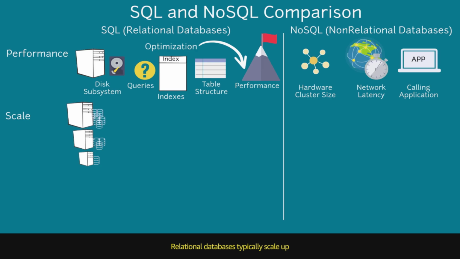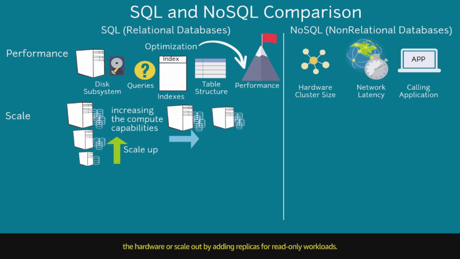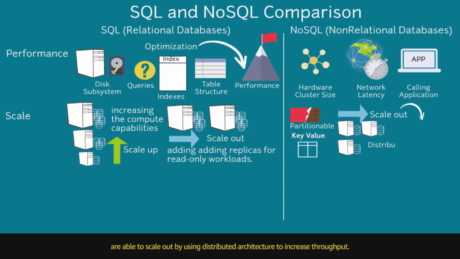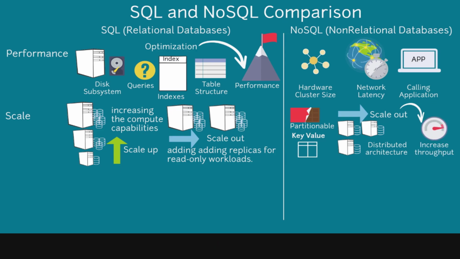Scale. Relational databases typically scale up by increasing the compute capabilities of the hardware, or scale out by adding replicas for read-only workloads. NoSQL databases typically are partitionable because key value access patterns are able to scale out by using distributed architecture to increase throughput.